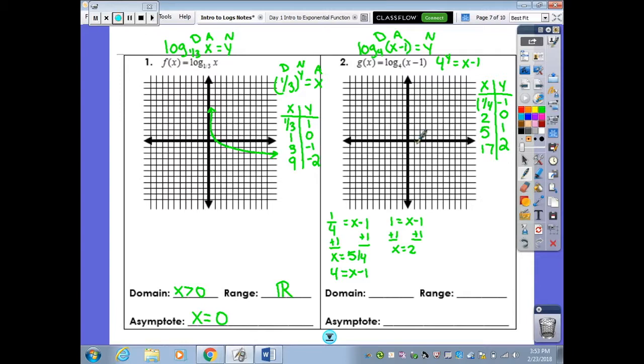Now let's plot these points. 2, 0, 3, 4, 5, 1, and 17, 2 will be way out there. So we're going to get something that looks like this. Our domain is x is greater than 1, our range is all reals, and our asymptote is x is equal to 1. Now let's look at the next one.